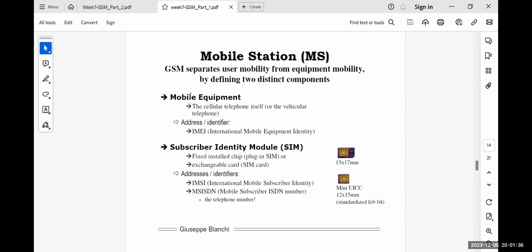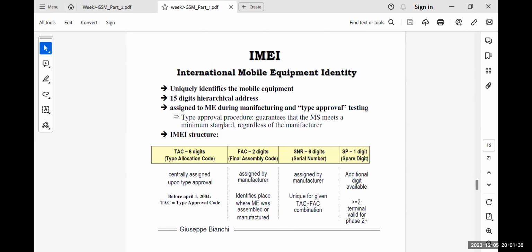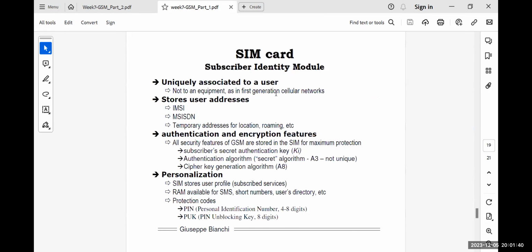That was the part of the mobile equipment. Now we're going to see the subscriber identity module, that is the SIM card, right? This SIM card is uniquely associated to a user. It's not associated to an equipment, as in the first generation cellular networks. That was the early 1G systems, where the SIM card was uniquely associated to a particular hardware or the mobile phone. But that is not the case with GSM and networks beyond that.